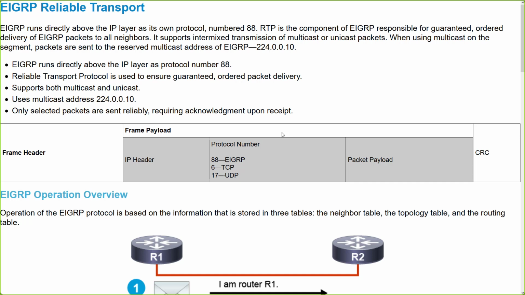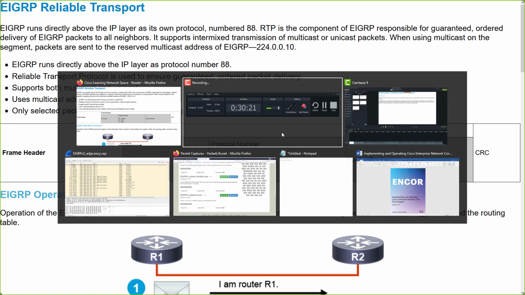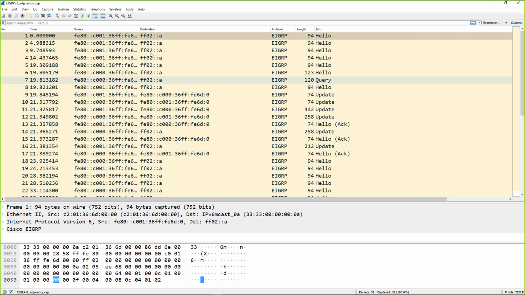EIGRP uses protocol number 88. So what does that mean? That means that in the packet header, there's a field specifically in the packet header. In fact, let me go to my Wireshark capture here. There's a field specifically within the packet header.